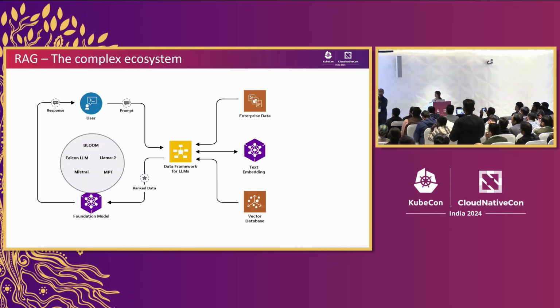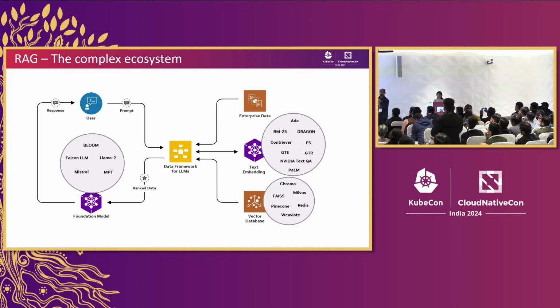For each of that, what you call the Meta or the Mistral model, we call them a foundation model, right? And for the foundation model itself, you have multiple of them to decide which one to use. Similarly, for text embedding, you have multiple of them. For vector databases, there are multiple open source or enterprise vector databases today. And for the data framework for LLMs, you again have LangChain or Llama Index, right?